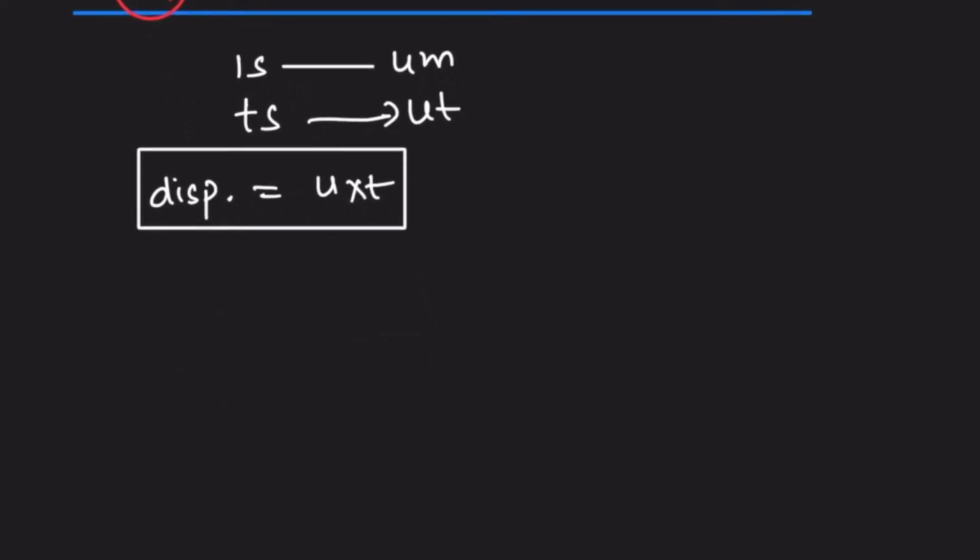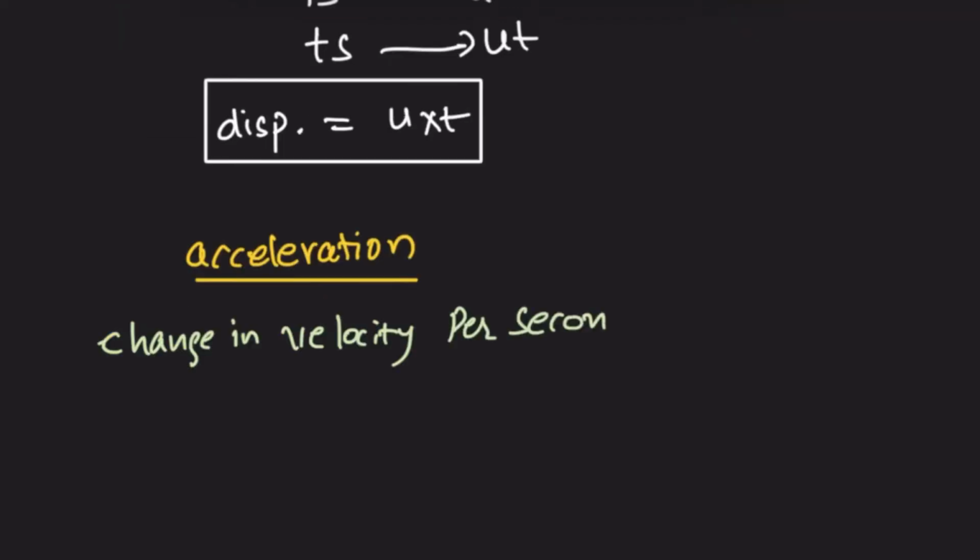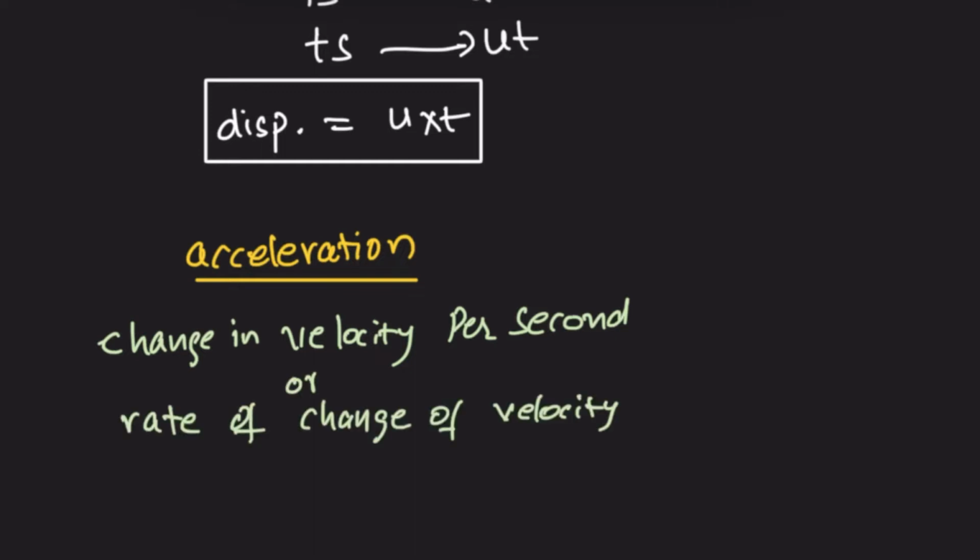Next, let's go to uniform acceleration. Before discussing acceleration, what is the definition of acceleration? Acceleration means change in velocity per second. See here, acceleration means change in velocity per second, or rate of change of velocity. In the motion, suppose velocity is changed, then definitely there is acceleration.